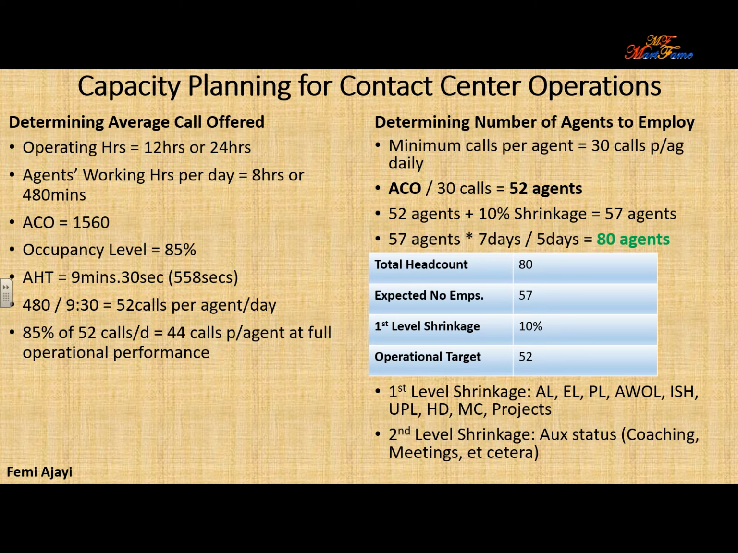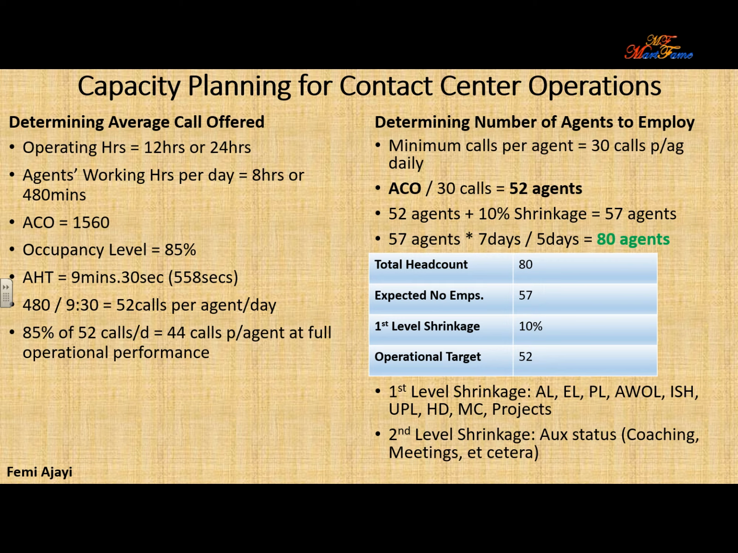Some contact centers will have 15, 20, but as sample data we put it as 10%. So 10%, and add that on to the 52 agents, that will give you 57 agents that you need to employ. But now this is a contact center that is going to run more than 5 days a week, and you have each agent working just 5 days.